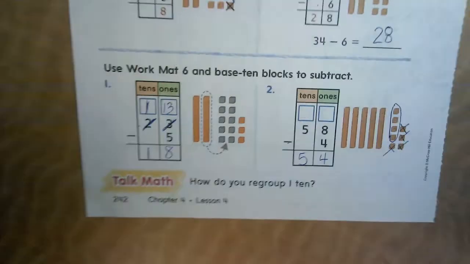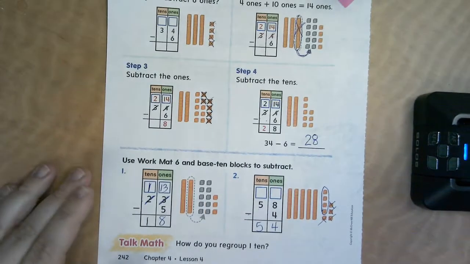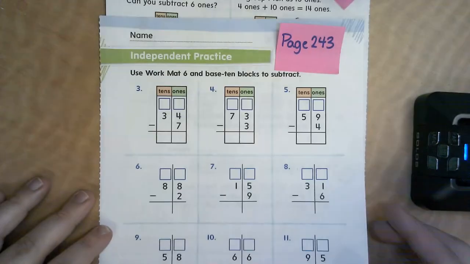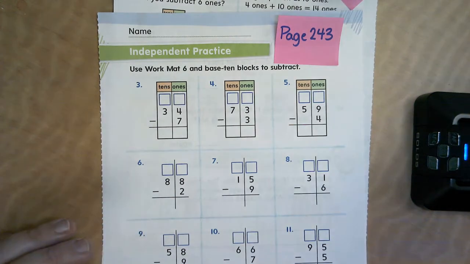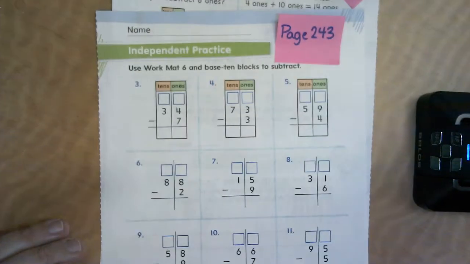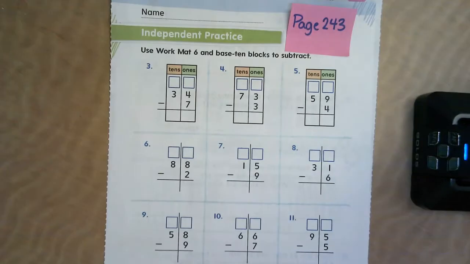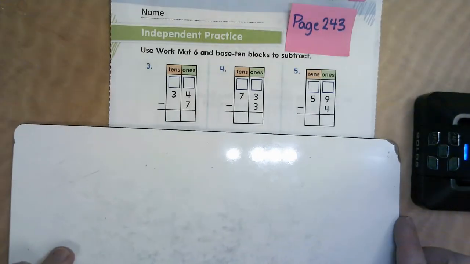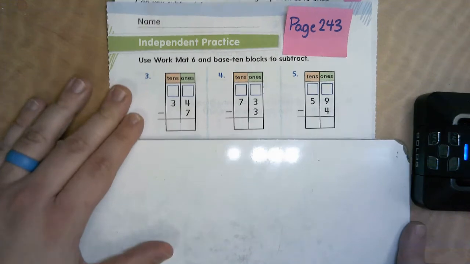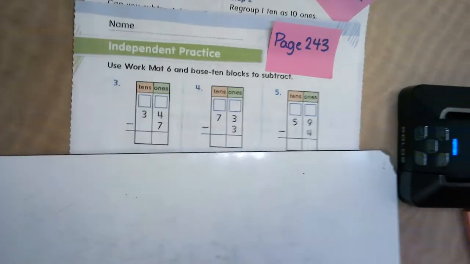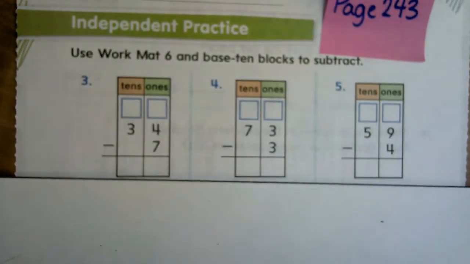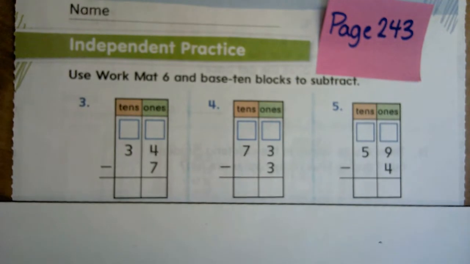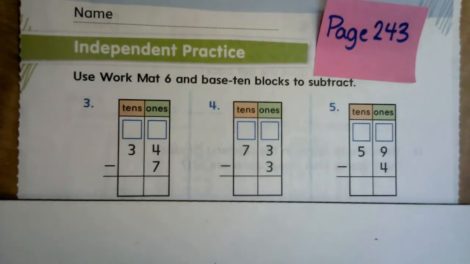All right, we're going to try doing a few more together. So I'm going to back out, and we're going to turn to the next page, page 243. Now on page 243, I'm going to do the next one without using my base 10 blocks. So let's take a look at number 3 together, and we're going to solve this the same way that we solved our problems yesterday. I'm going to zoom in for a minute, and again, we're on page 243.